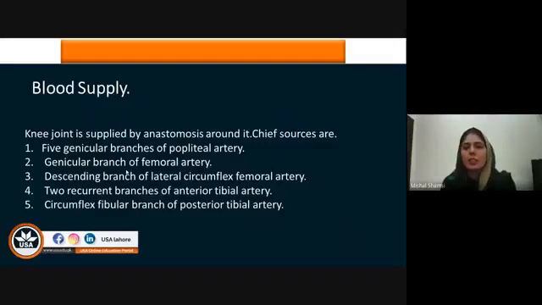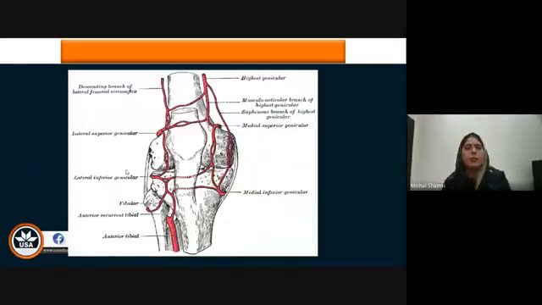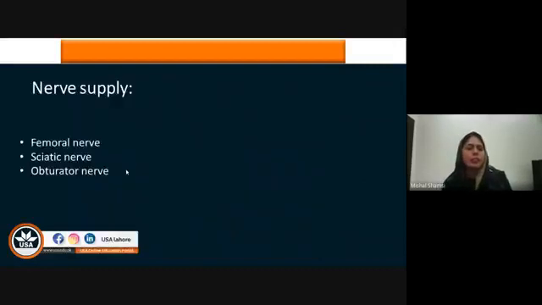It is very necessary that you learn all these five branches by heart, as they are necessary for making the anastomosis around the knee joint. This is a picture that you can look at, and it is a very good illustration of the blood supply of the knee joint. You can see here all the branches we mentioned before for the blood supply and the anastomosis of the knee joint.